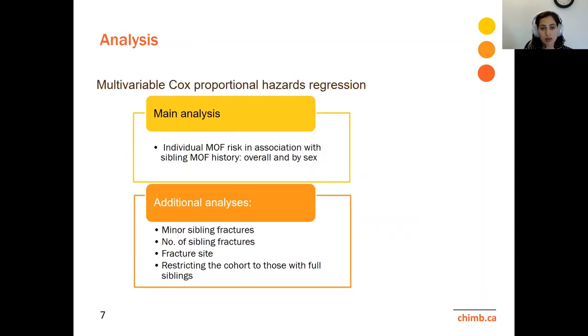We used multivariable Cox proportional hazard regression models. The main analyses examined MOF risk in association with sibling MOF history in the overall cohort and also stratified by sibling and individual sex. We conducted several additional analyses, for example, by examining the association with minor sibling fractures and with the number of sibling fractures, by examining different fracture sites in the siblings and the cohort members, and by restricting the cohort to those with full siblings.